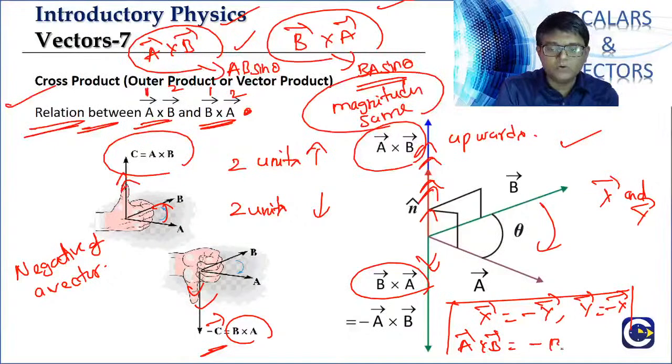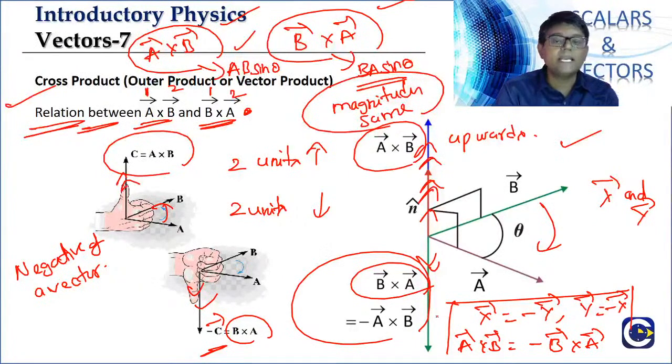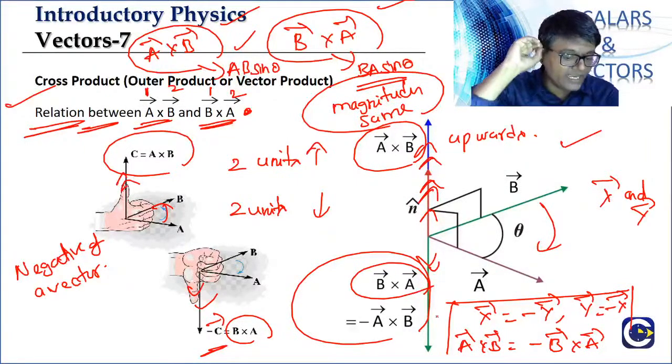A cross B is equal to minus of B cross A. Otherwise, B cross A will be minus of A cross B. You can write X bar is equal to minus Y bar or Y bar is equal to minus X bar. Okay. So is it clear guys? The relation between A cross B and B cross A. If you are clear with this, you can just mention it over there. We will go to the next concept.